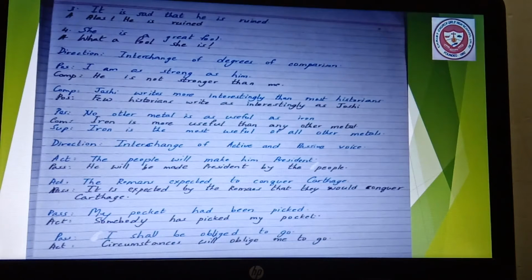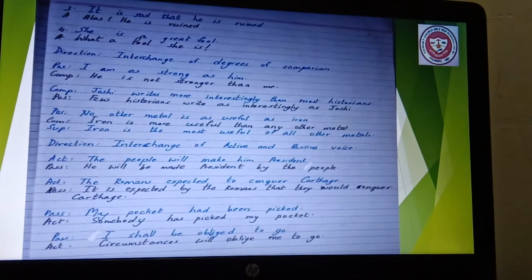Now next direction, interchange of active and passive. We have done that ample amount of times. The people will make him president. Active, passive. So he will be made president by whom? By the people. So the agent goes towards the end, by the people. The Romans expected to conquer Carthage. So it was expected by the Romans that they would conquer Carthage. So it was expected by whom? By the Romans. What did they expect? That they would conquer Carthage. So you have to ask yourself questions, and then you can frame so that the framing becomes perfect.